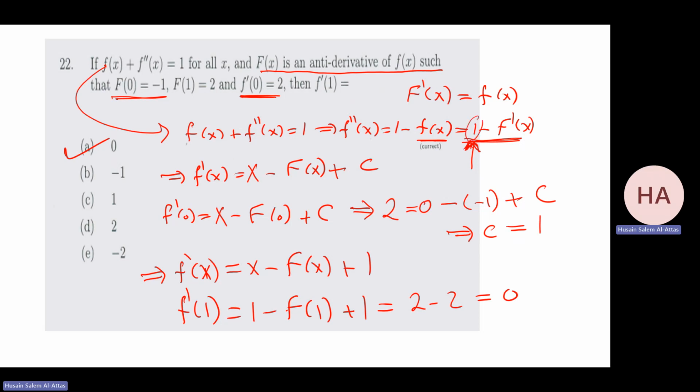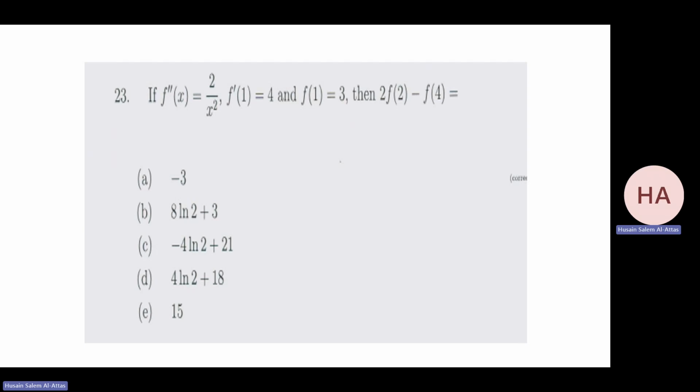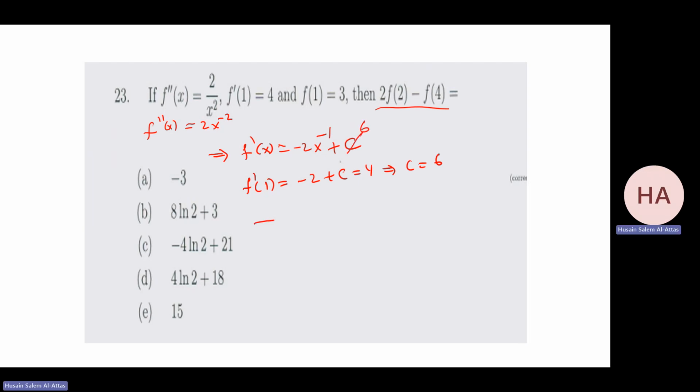1 integrated, you will get x. Okay. F double prime equal this, find this. So it means I need to find f of x. So f prime, that will be what? F double prime will be 2x minus 2. So f prime will be what? You add 1, that will be minus 2, x minus 1, plus c. I have f prime at 1, that will be minus 2 plus c equal 4, so c equals 6. So this is 6. Okay.